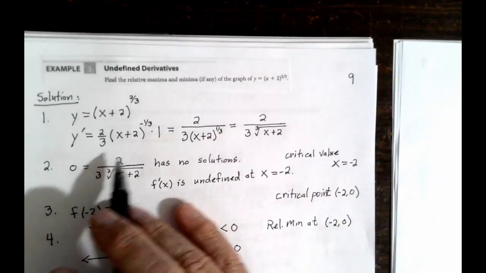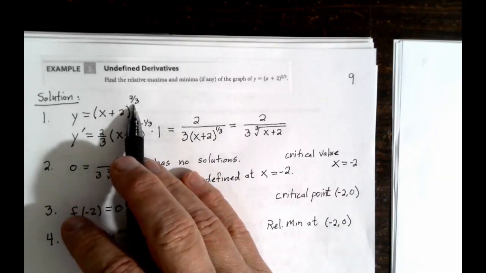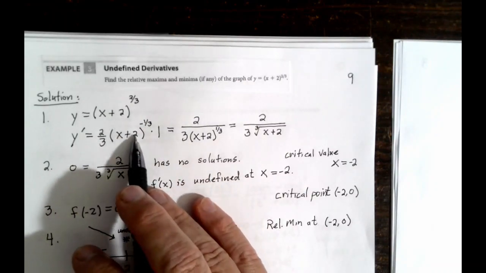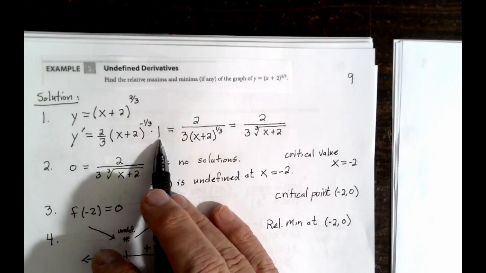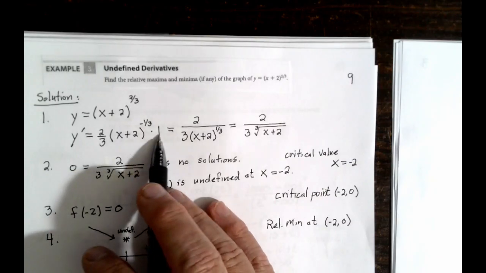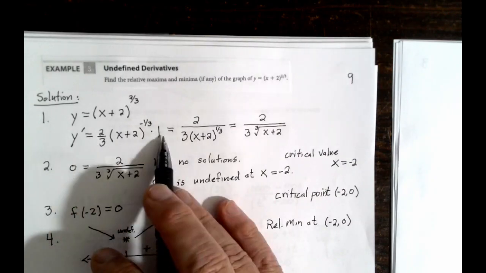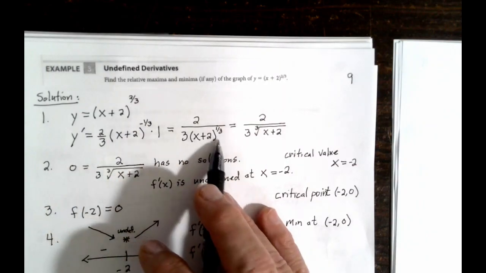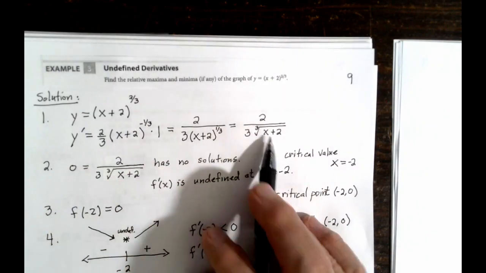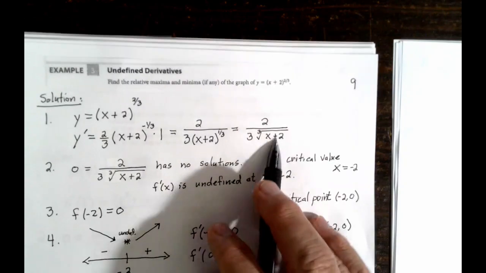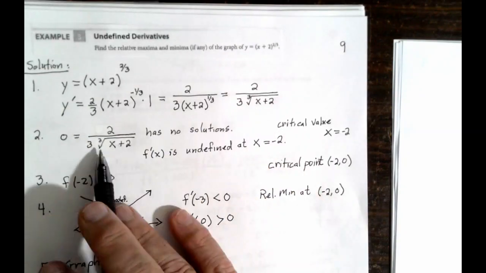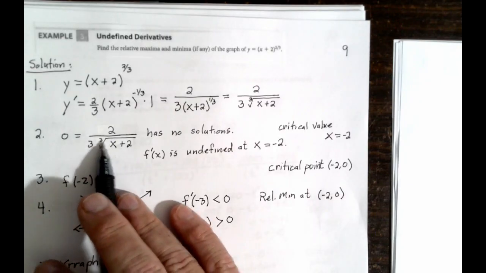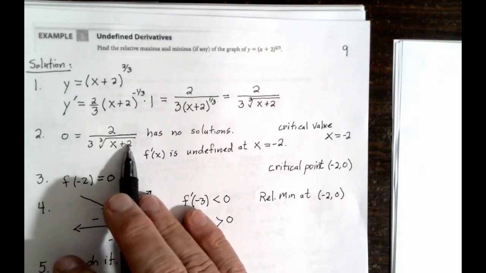Example 3. So we bring the exponent up front and subtract 1 from the exponent, take the derivative of what's inside there, because we're using the chain rule here, and we get a 1. And 1 times 2/3 is just 2/3, 2 over 3. And this crosses the fraction bar and is a positive 1/3, and you can write it as the cube root. So there's your first derivative. Now if you set that equal to 0, you don't get any solutions. But we know that it's undefined here if we're dividing by 0.